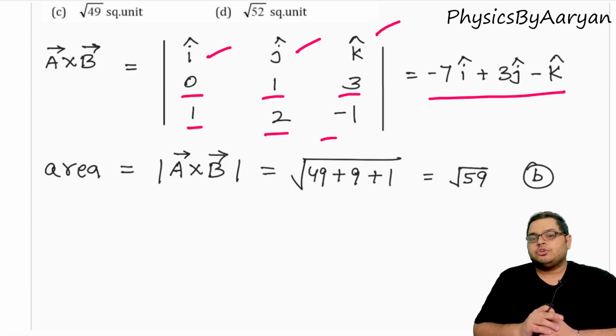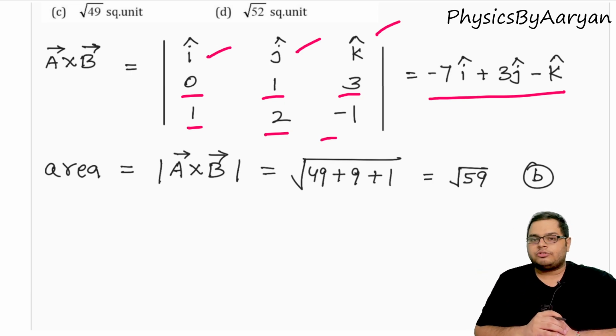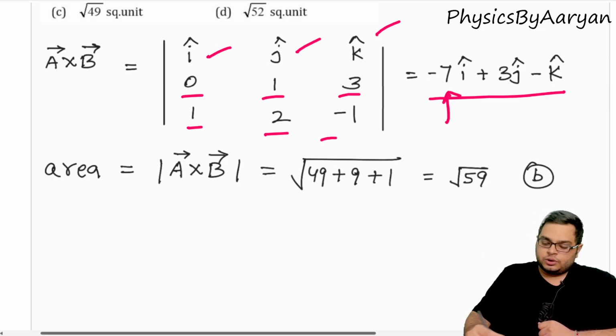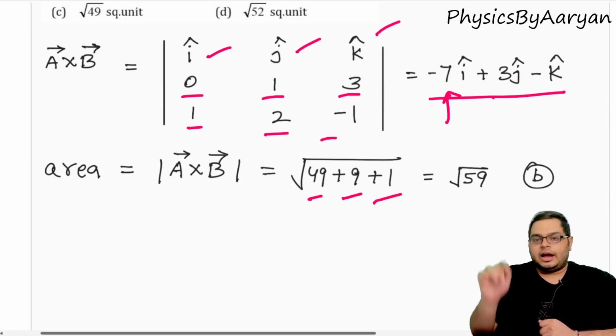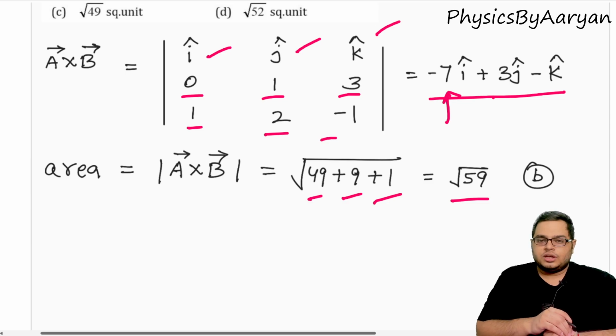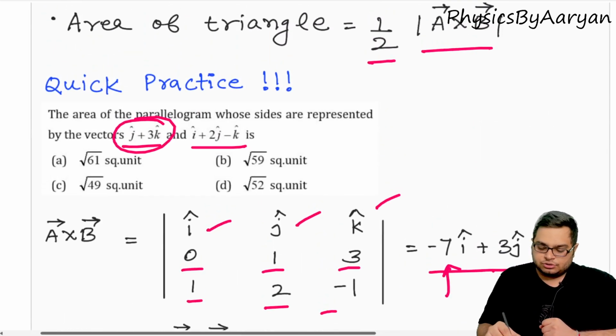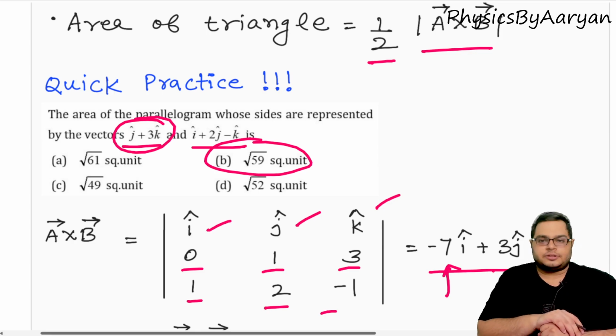That is not sufficient. You don't just have to find A cross B. You have to find the magnitude of A cross B. How do you find the magnitude of A cross B? 7 square, which is 49, 3 square, which is 9, plus 1 square, which is 1, and under root of that. So this will become 49 plus 9 plus 1, which will be under root of 59. So that is your final answer. Under root of 59 is your final answer. So your option number B is correct.